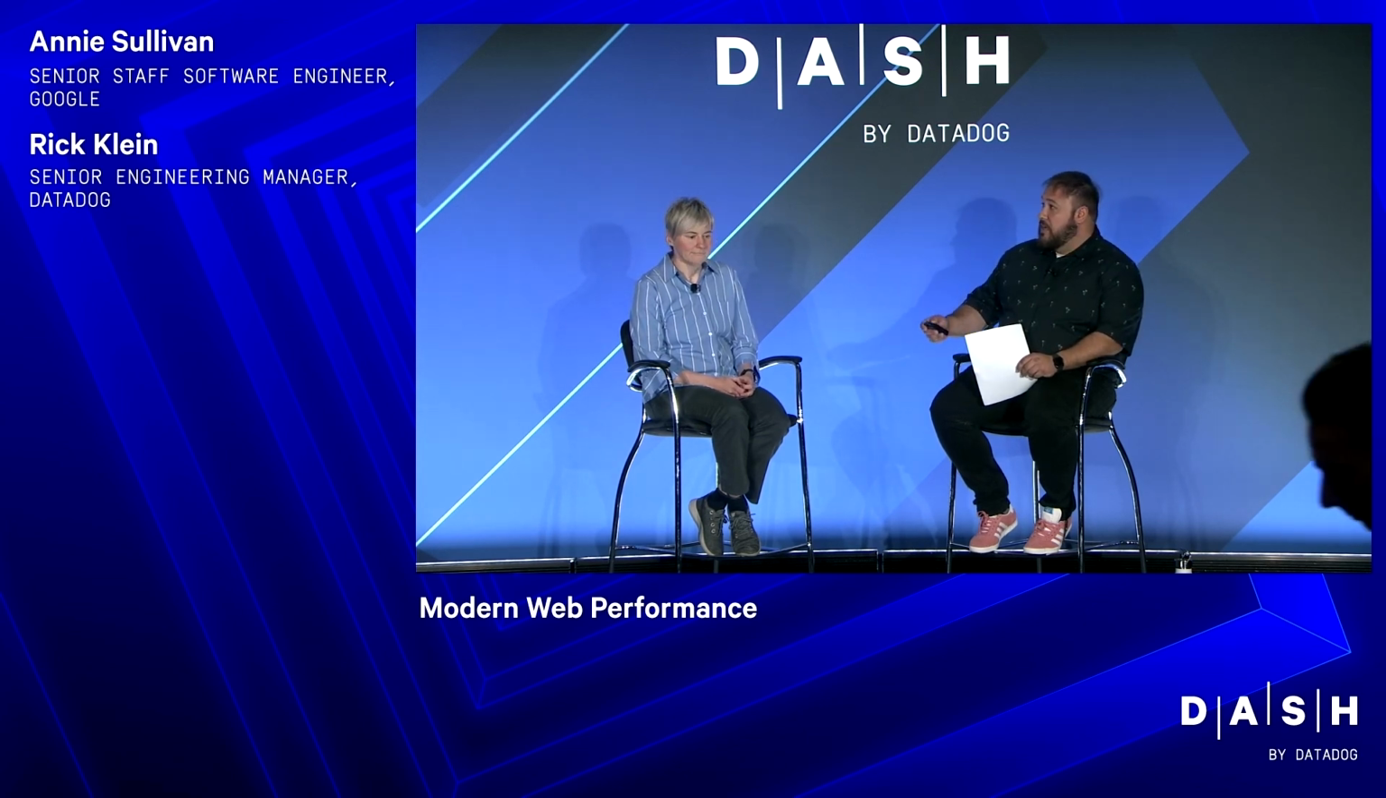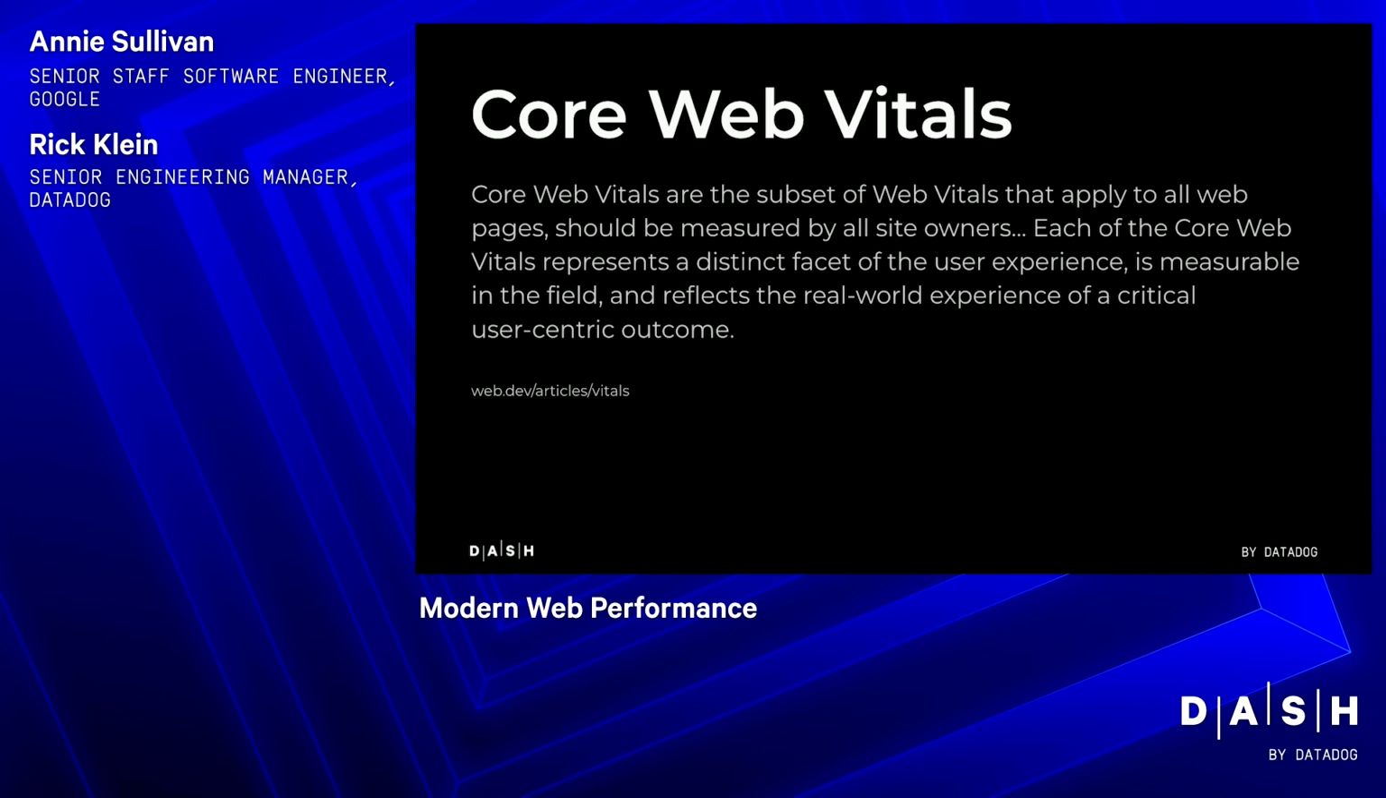So let's get into it. We're going to talk about Core Web Vitals, and I thought it would be a really good kickoff point for you to just tell us how we got here. Why do these exist? Where did they come from? Why should I care about them?